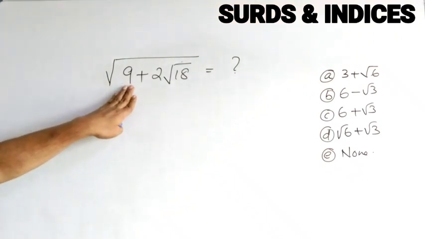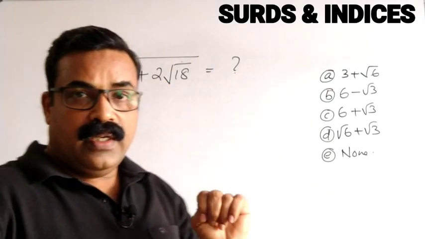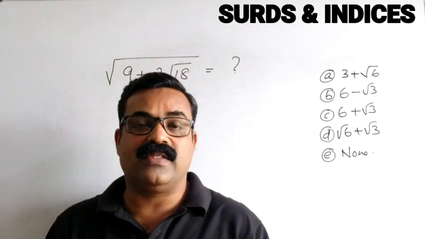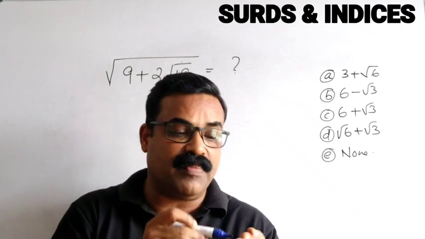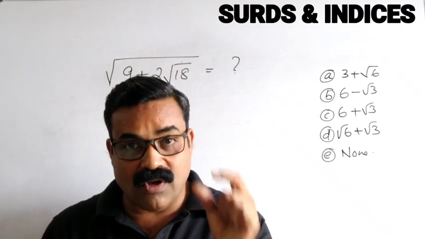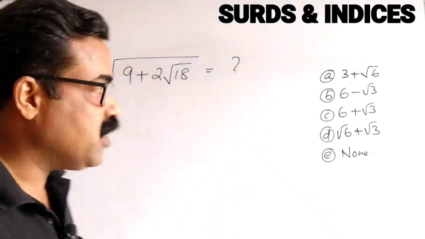We have to solve 9 plus 2 root 18 is equal to what? So understand this very clearly. Once I explain this, this type of question will be very easy for you. Next time when you see this type of question, you can directly write the answer. There is a shortcut method for solving this type of question.